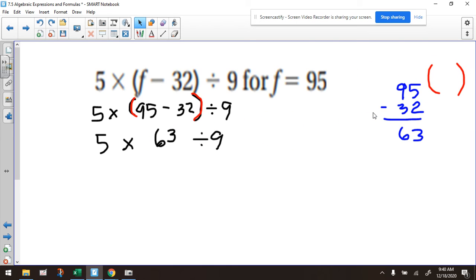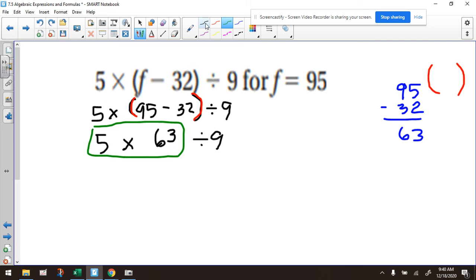All right, so now we have to decide what we are doing next, because we have multiply and we have divide. Well, when you have these 2 in the same row of work, then you do whichever of the 2 comes first from left to right. So that would be this. We're going to do the 63 times 5.